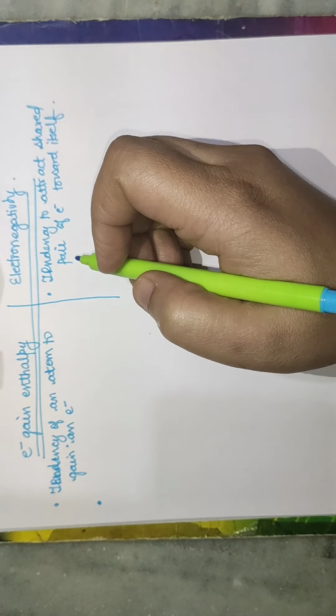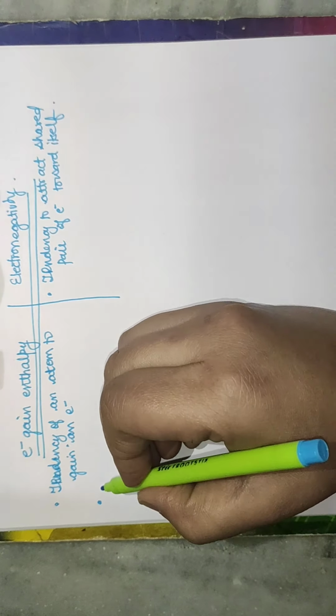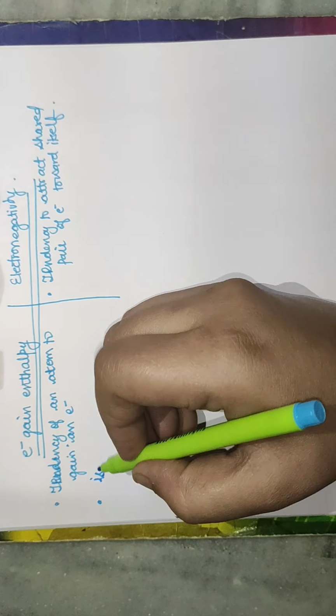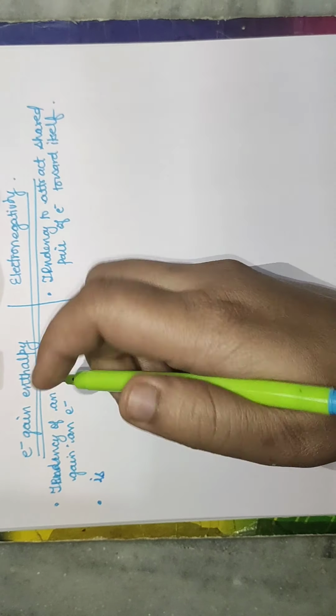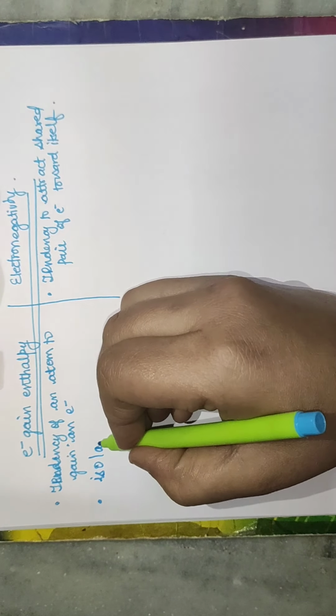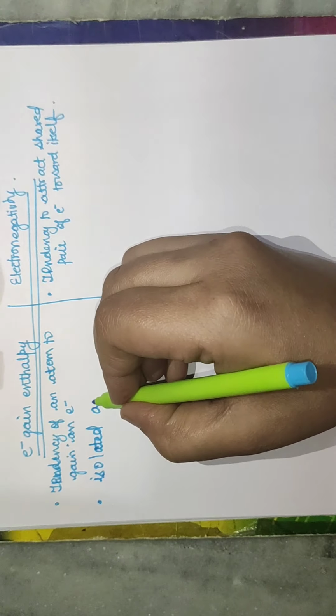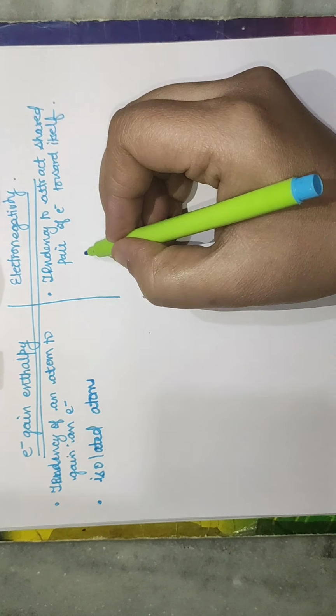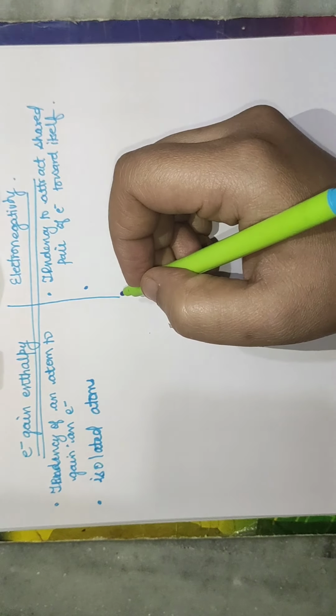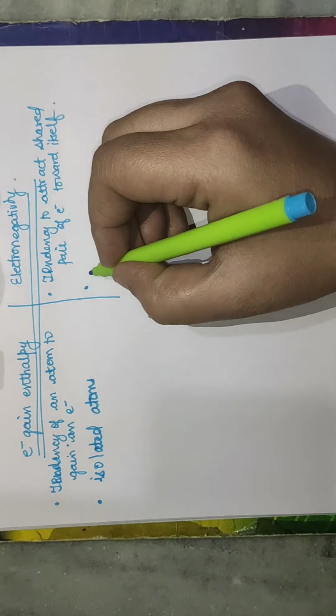The second difference is that electron gain enthalpy is a property of isolated atoms. We have to add the electron into the atom, so it has to be isolated in nature. It has to be an isolated atom. While here in this case, it has to be bonded. That's why it is going to attract the bond pair. So it is a bonded atom.